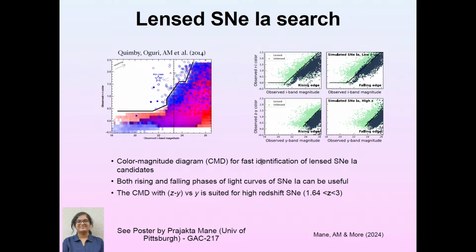So the idea here is that type 1a supernovae, which are standard candles, at higher redshifts look dimmer and redder compared to the lower redshifts. But if these type 1a supernovae are lensed, then they will still look redder, but they will look much brighter. So they will end up in this part of the parameter space. And so in Quimby et al., we proposed this method of using this color magnitude diagram as a means of quickly identifying lensed supernovae of type 1a.